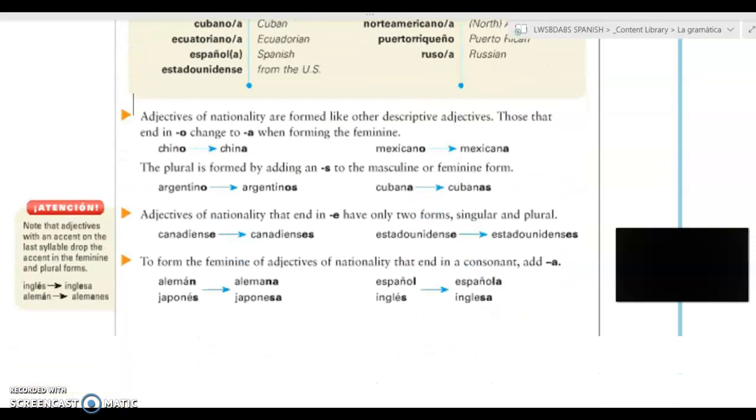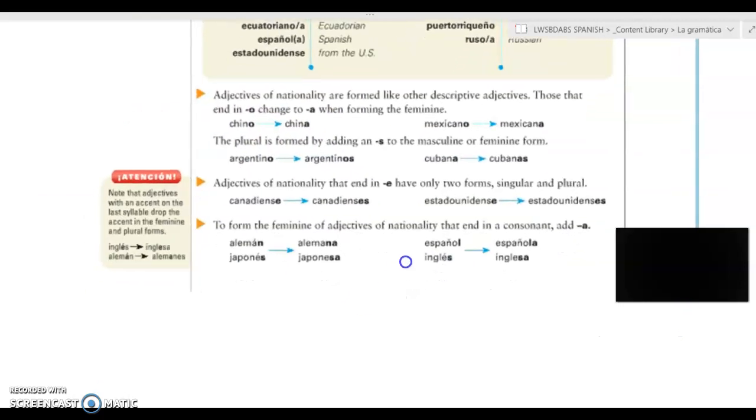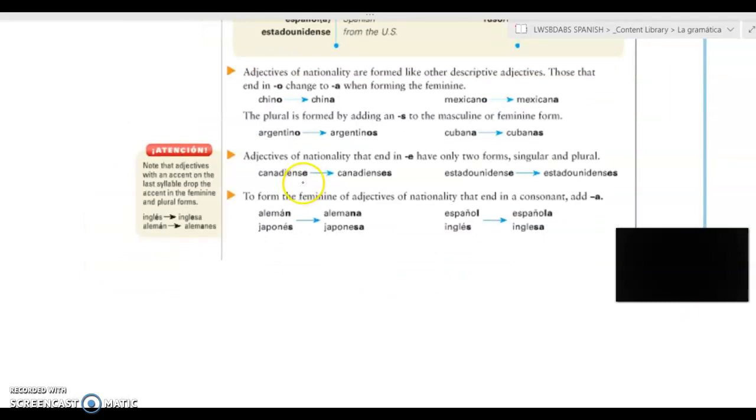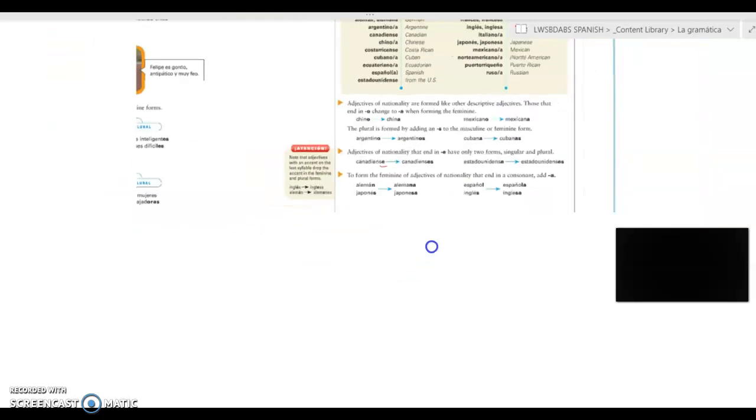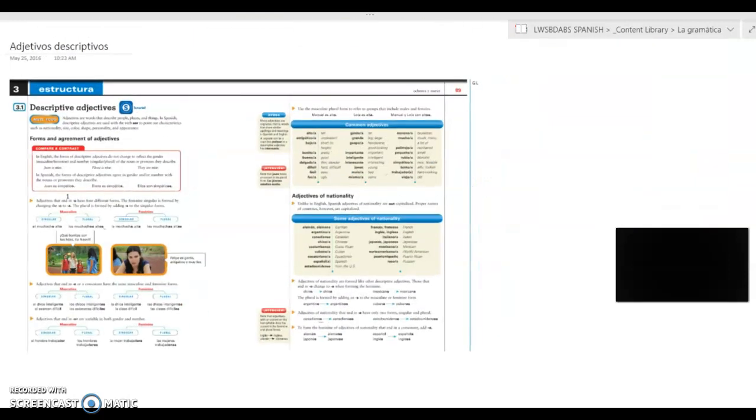Now, you'll notice that some of them do some changes depending on their endings. For a feminine or a masculine person who is Chinese, you would say chino or china, mexicano or mexicana. Whereas canadiense, ending in an E, you wouldn't have any difference for masculine or feminine, as we learned before. And that's it. Those are descriptive adjectives.